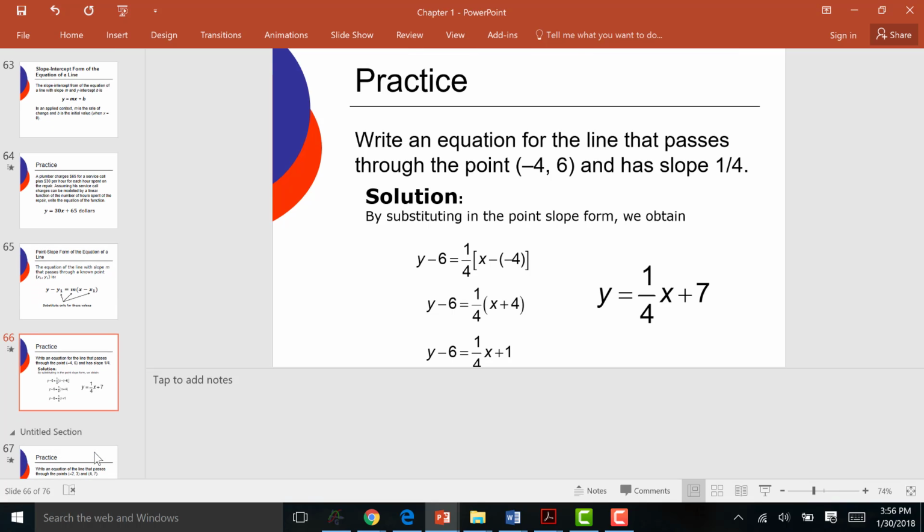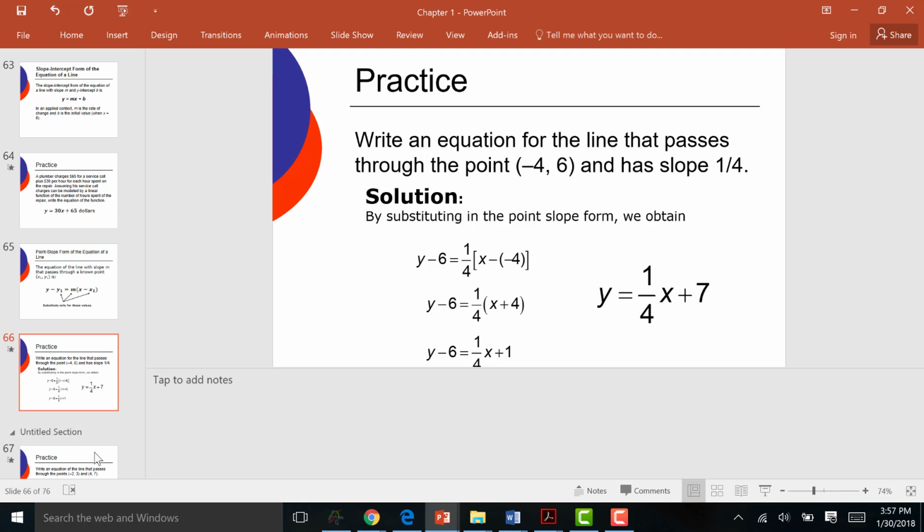All right, so let's try this first one that they want us to do. It says write an equation for the line that passes through the point -4, 6 and has a slope of 1/4. Now, whenever they say they want you to write an equation, what do you think they want it to end up looking like? What does your final equation have to look like? Y equals mx plus b. That's your goal. You gotta get it to the point where it's in the y equals mx plus b form after you figure out what your point and your slope are.